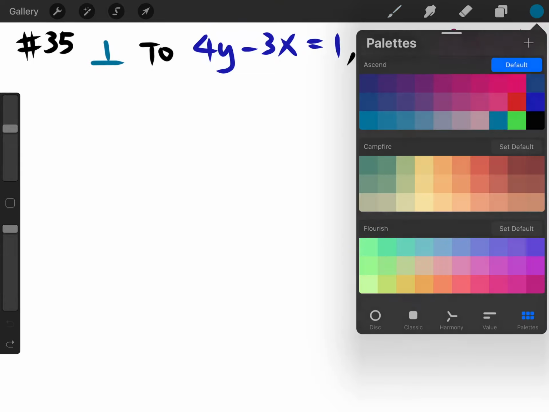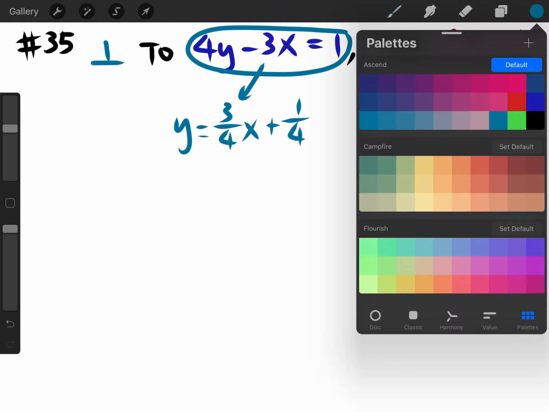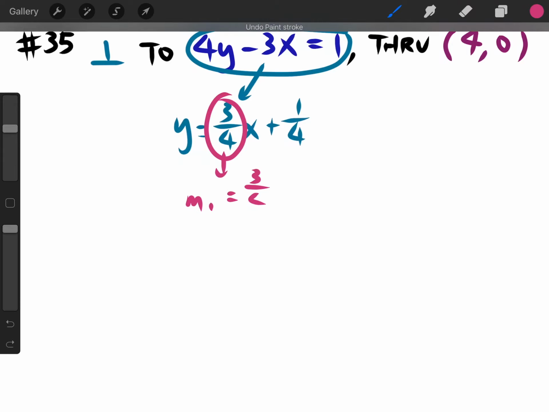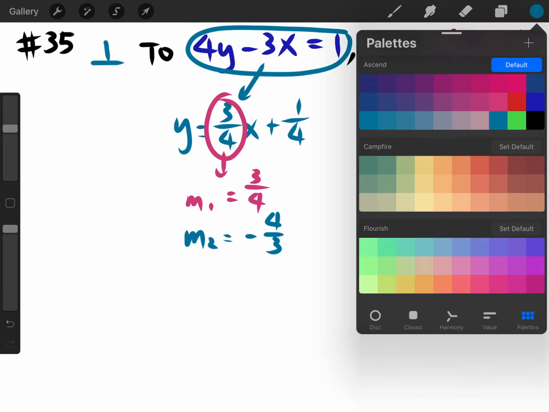So first thing you want to do is rewrite this isolating y, into slope-intercept form. If you go ahead and write that, it's going to be y equals 3/4 x plus 1/4. So 3/4 right here, this is your m1. If m1 is 3/4, your m2 has got to be the opposite and reciprocal, right? The opposite is going to be negative. Reciprocal, you just flip the fraction. So 4/3.